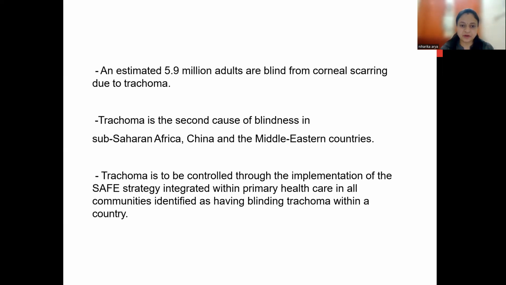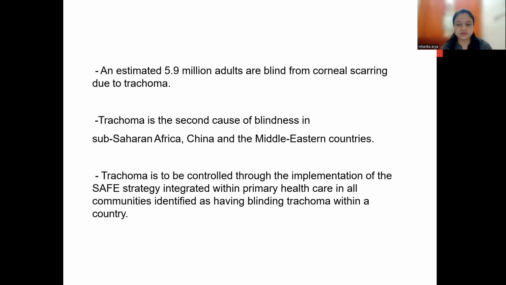An estimated 5.9 million adults are blind from corneal scarring due to trachoma. Because of the continuous rubbing of the cornea by eyelashes, it leads to corneal scarring. Trachoma is the second cause of blindness in sub-Saharan Africa, China, and the Middle Eastern countries.